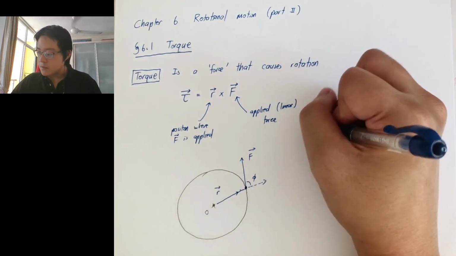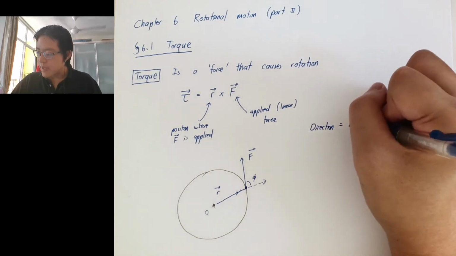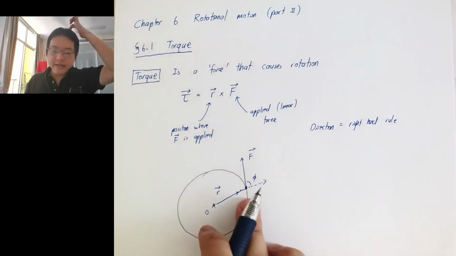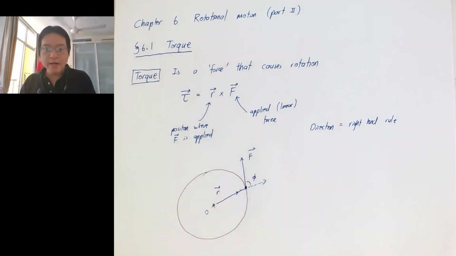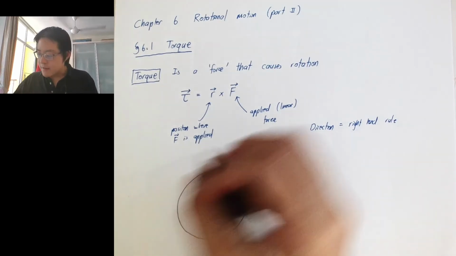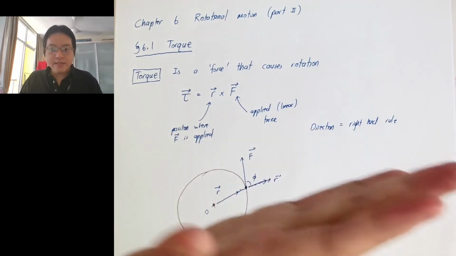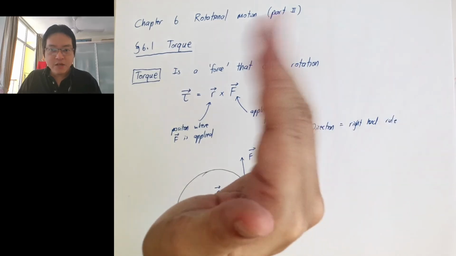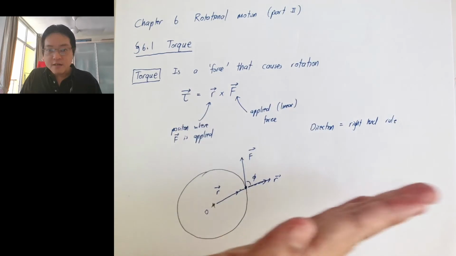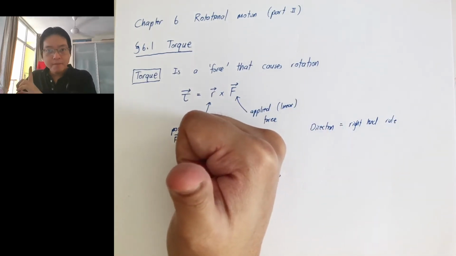So the direction is determined by the right hand rule. In this example, what is the right hand rule? I take the vector r, and the important thing is I need to join the tails, so I move the r here. Then the right hand rule is I take my hand to the first vector and then I close it to the second vector, which is F. So r cross F: the first vector is r, and then I close it to F, and then the axis of rotation is pointing up.